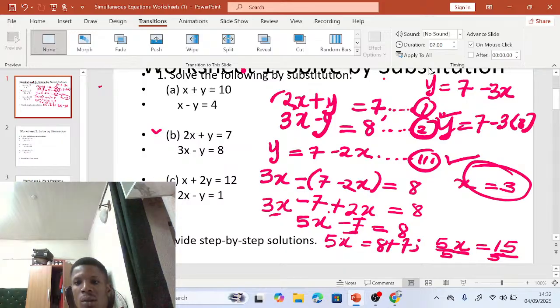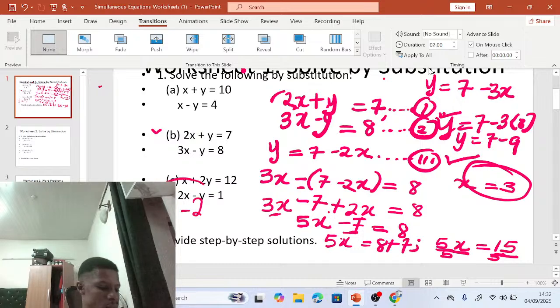So what do we have? y is equal to 7 minus 6. So 7 minus 6 shows us that y is equal to 1. And that's the answer.